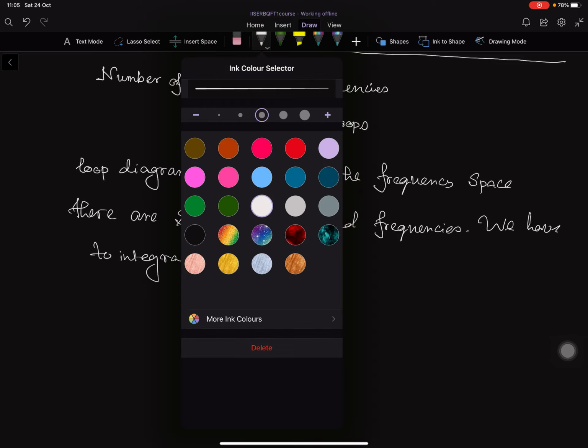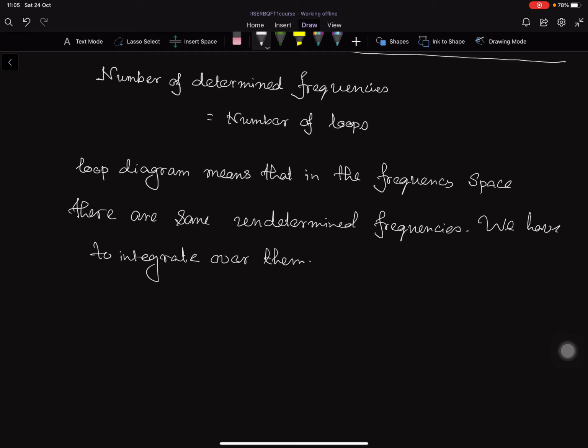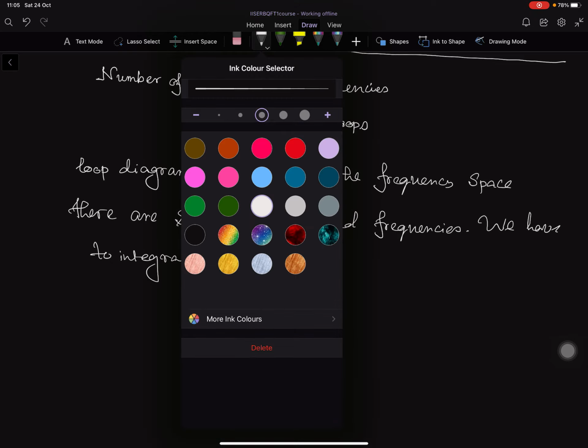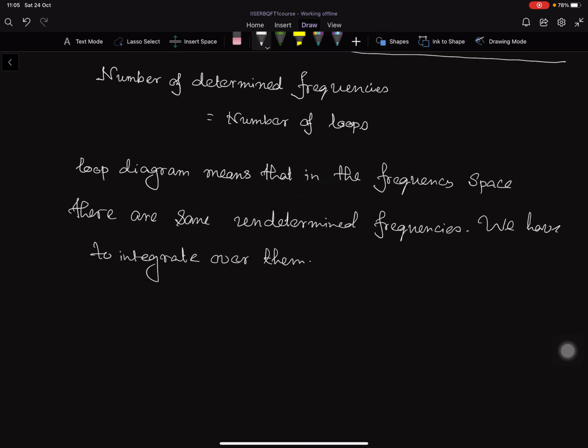In order to understand a loop diagram, we have to go to frequency space, and in frequency space we look for the undetermined momenta, undetermined in terms of the external momenta, and then we integrate over them. We always have to integrate over the undetermined momenta. So this concludes our discussion of loop diagrams. You can consult the notes for detailed examples, and in the next lecture we'll get back to scalar field theory in 3+1 dimensions.